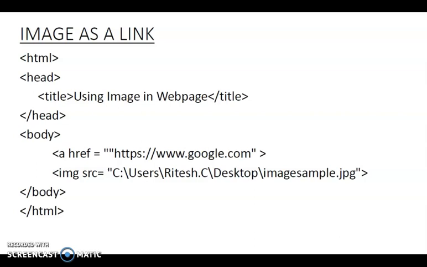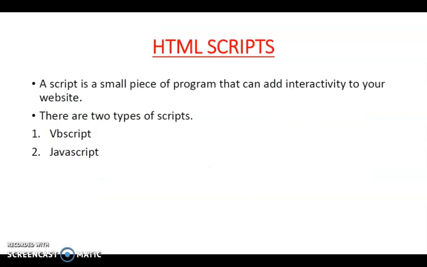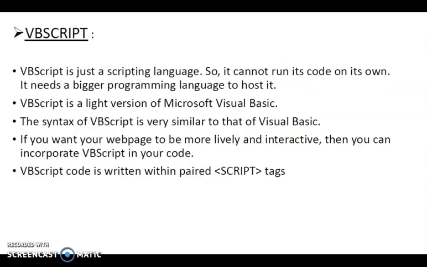Now your next topic is HTML script. What is the meaning of script? It is a small piece of program that can add interactivity to your website. For example, a script could generate a pop-up alert box message or provide a drop-down menu. There are two types of scripts available in HTML. The first one is VB script and the second one is JavaScript. But you have VB script in your syllabus because last year you already learned Visual Basic.